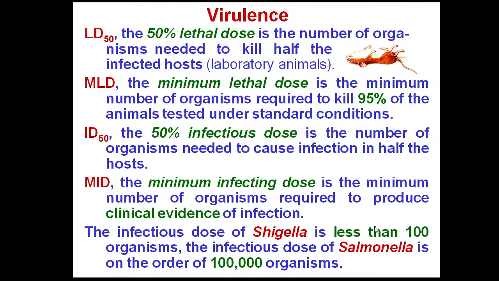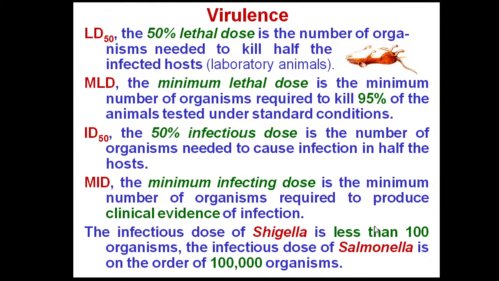And that happens quite often because quite a lot of human microbes don't cause deaths in animals. They may cause some symptoms development, but not the death exactly. And also we may use minimum infecting dose. This is the minimum number of the organisms required to produce clinical evidence of infection in 95% of the tested animals.